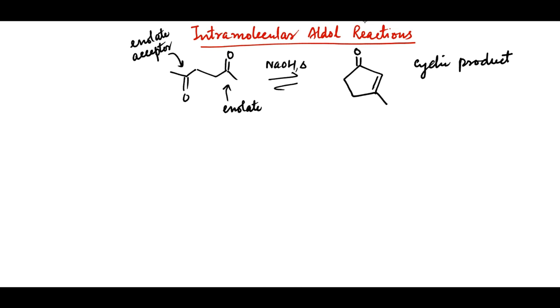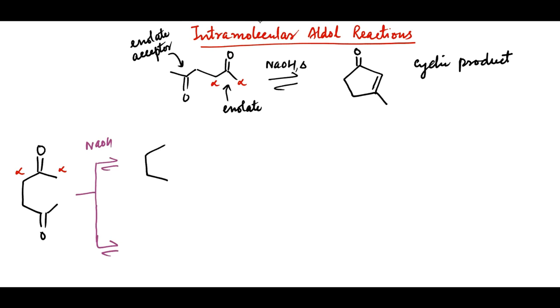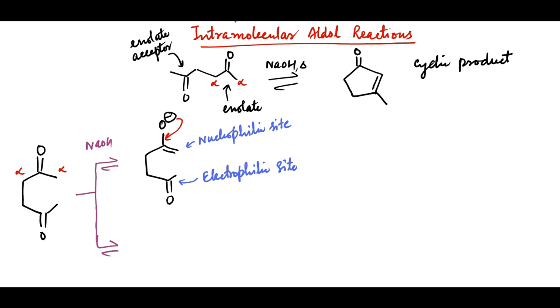Intramolecular aldol reactions show a preference for formation of 5- and 6-membered rings. Smaller rings are possible, but are generally not observed. The mechanism for the above reaction can be shown like this. There are two alpha carbons to this carbonyl group. Consider the enolate formed on the right side. Therefore, this is the nucleophilic site, whereas the other carbonyl in the same molecule acts as the electrophilic site. Intramolecular attack takes place to form the cyclic product.